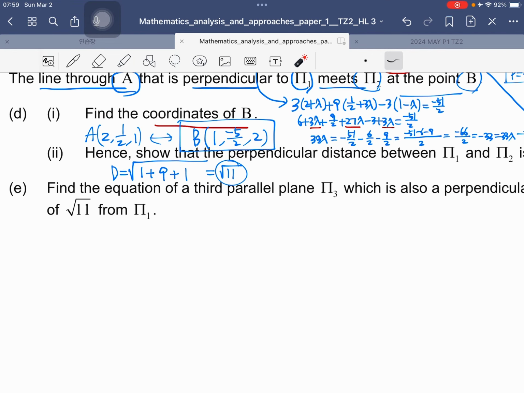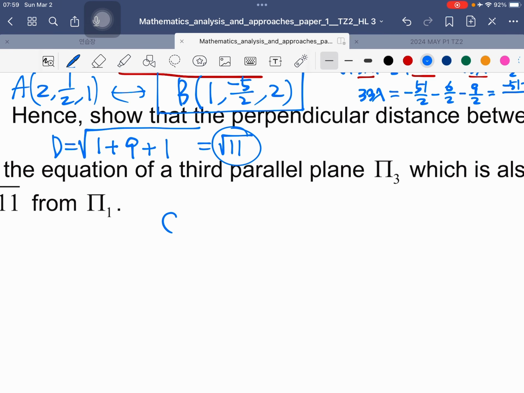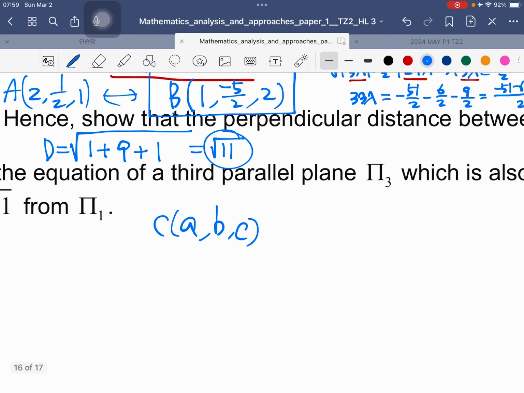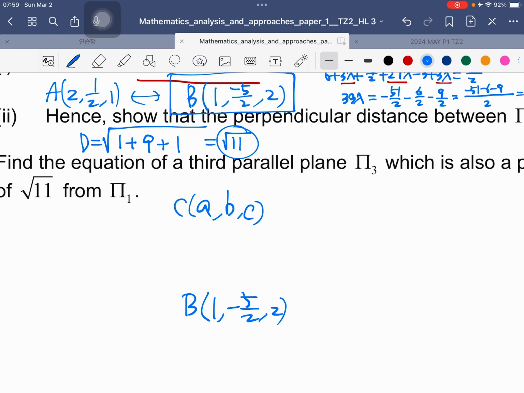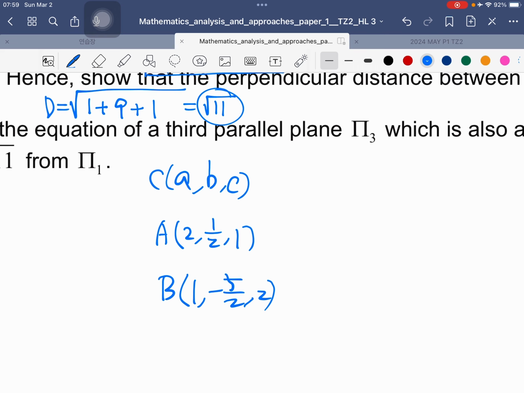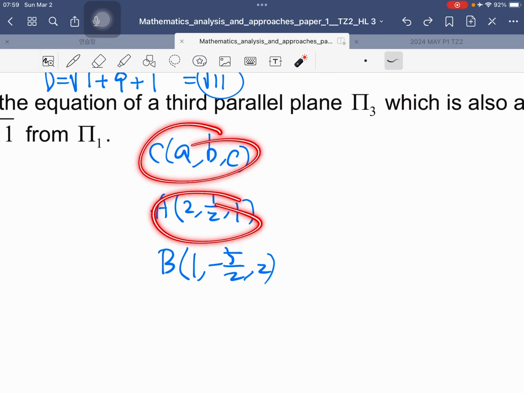C is a, b, c, and B is over here. So where is B? B is 1, negative 5 over 2, 2. A point is over here, right in the middle, 2, 1/2, 1. So A is located right in the middle between the two coordinates.